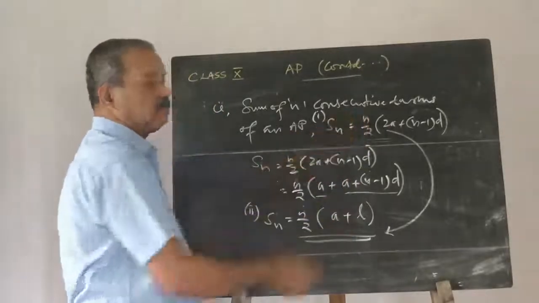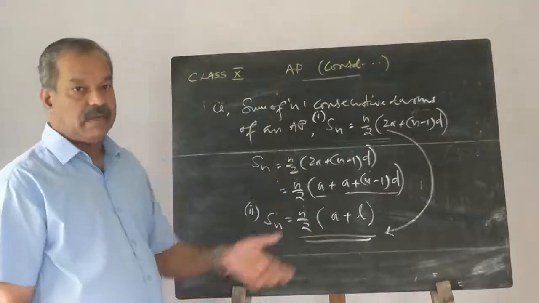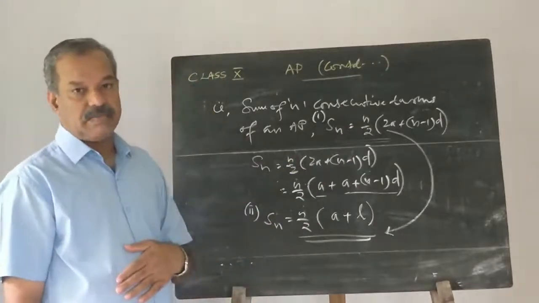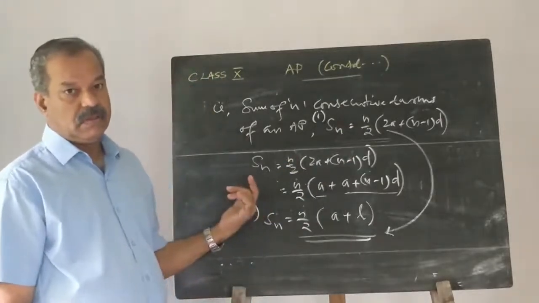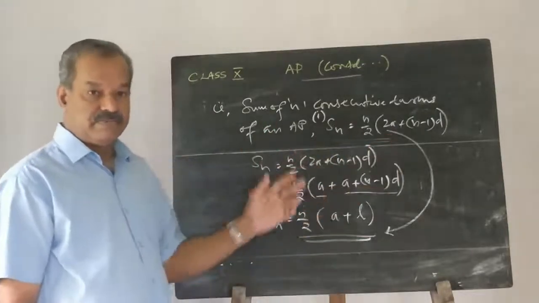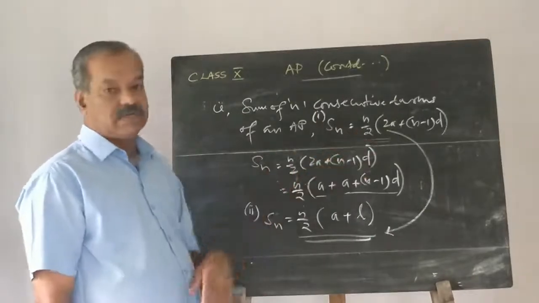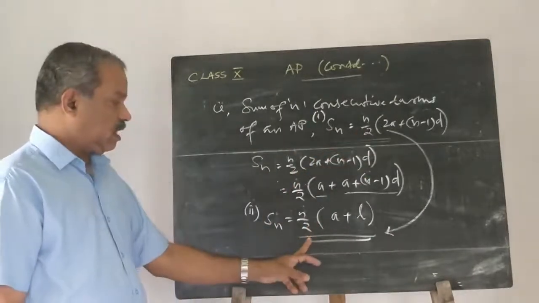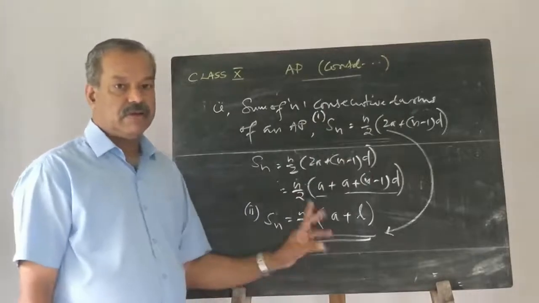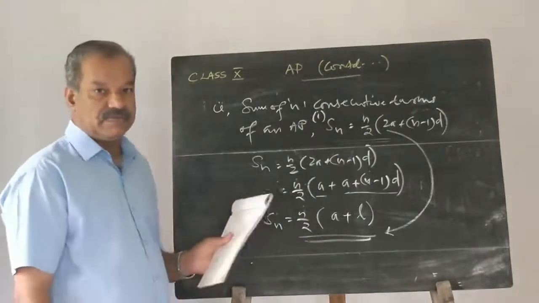This result we can use where we are given an infinite AP and we require the sum of a finite number of terms of an infinite AP. Here, this one can be used where we are given a finite AP. The AP contains only a finite number of terms.